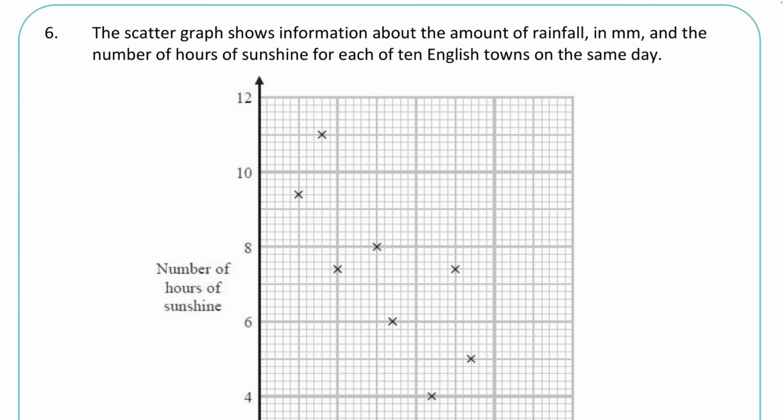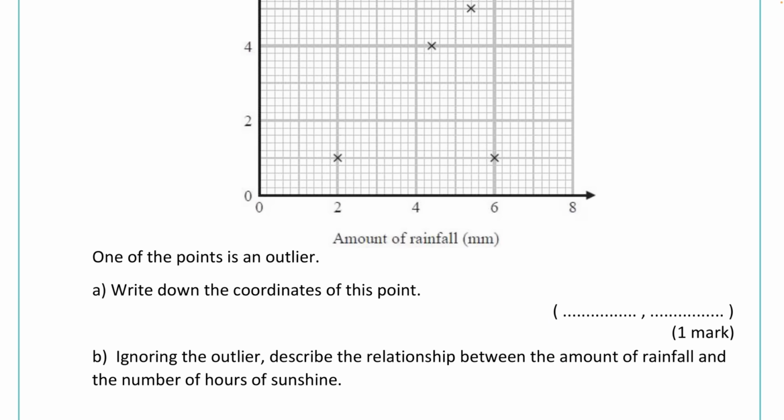Okay, our next question is looking at a scatter graph. So this one here says the scatter graph shows the information about the amount of rainfall in millimetres and the number of hours of sunshine for each of 10 English towns on the same day. One of the points is an outlier. Write down the coordinates of this point.